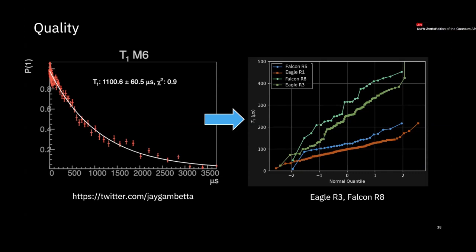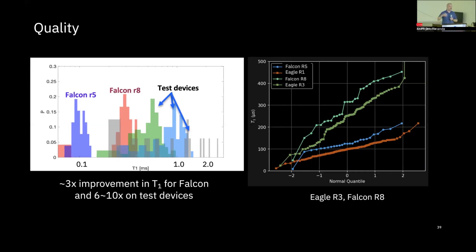And so if you look out into the future for the test devices we're making today, you can see we now have new processes where we're routinely seeing 1 and 2 and even 3 millisecond coherence times, but we don't yet know how to integrate those back into our large devices.